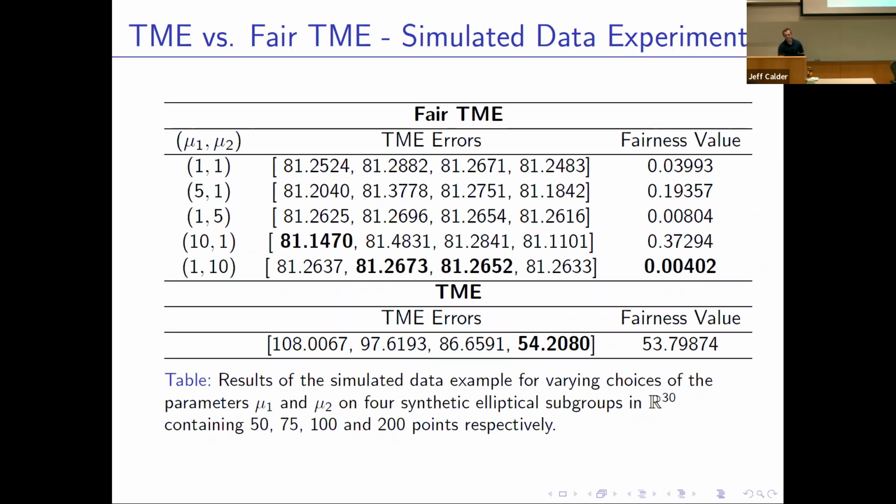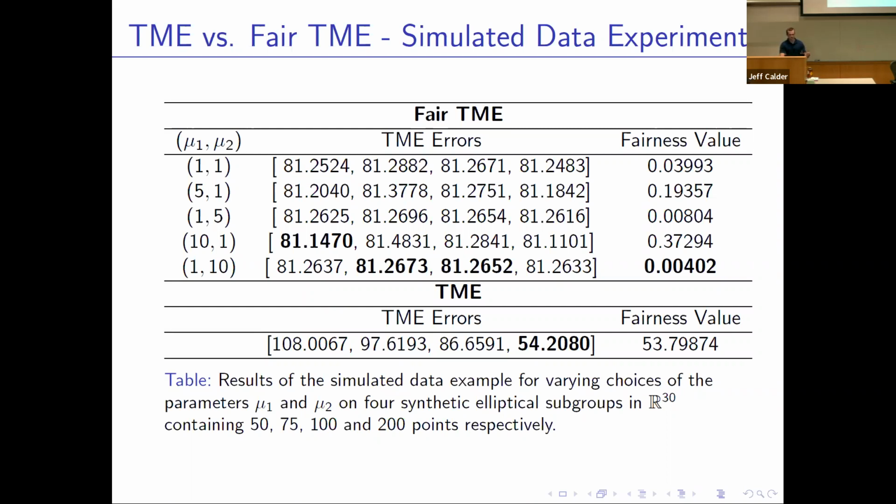But the thing to note is that this data set had 200 data points, and this subgroup had 50 data points. The individual TME error for the subgroup that had few points is much worse than the TME error for the subgroup that had the most points. Whereas for the fair TME model, there's not so much of this discrepancy. The one that had the most, 81.2, the one that had the least, 81.2. So they're very close. And this is the spirit of trying to advocate for fairness in this model.